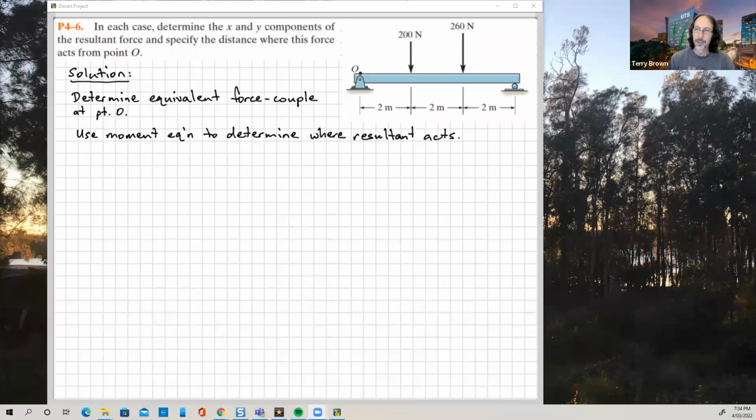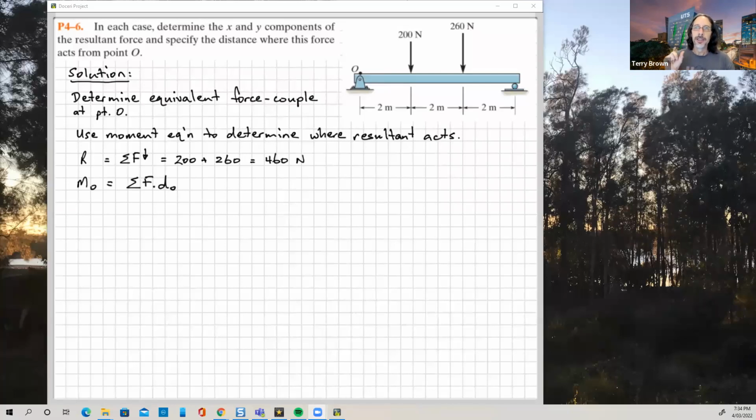So let's start with calculating our resultant forces first. We only have to worry about the vertical direction in this case. Our resultant in the vertical direction, the sum of the forces in the vertical direction, and hopefully you can see that pretty easily, is 460 newtons. We just add the two up.